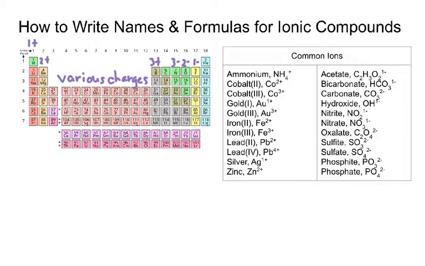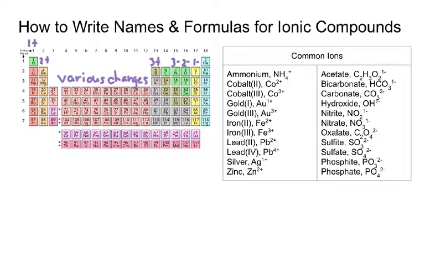Elements in column 13 will have a 3+ charge. And in column 14, carbon and silicon don't usually form ions, while tin and lead could have a 2+ or a 4+ charge. For example, lead 2 is Pb2+, and lead 4 is Pb4+.